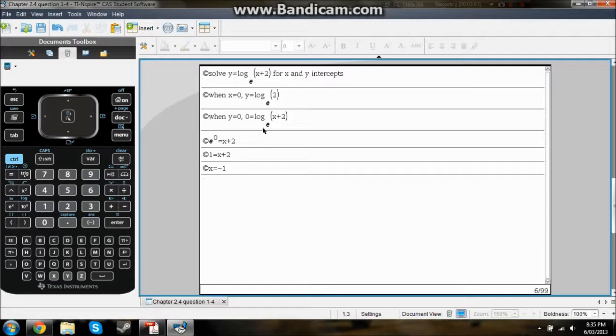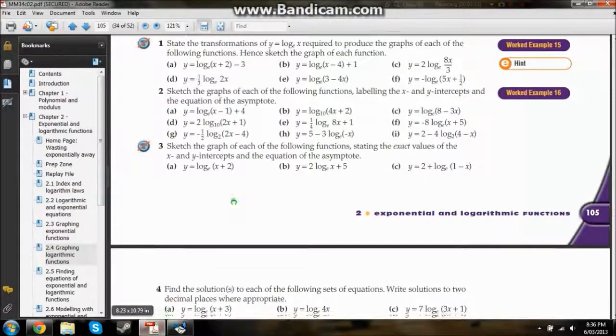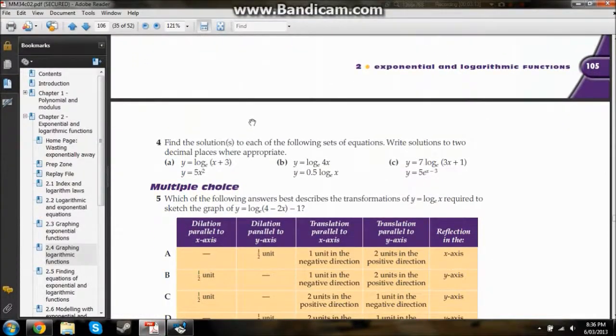Y equals 0 is sometimes a bit harder, but you just have base, power, answer, so e to the power of 0 equals x plus 2. Rearrange that, gives you x equals negative 1, which is also pretty simple, I think. Question 4 is just solving.